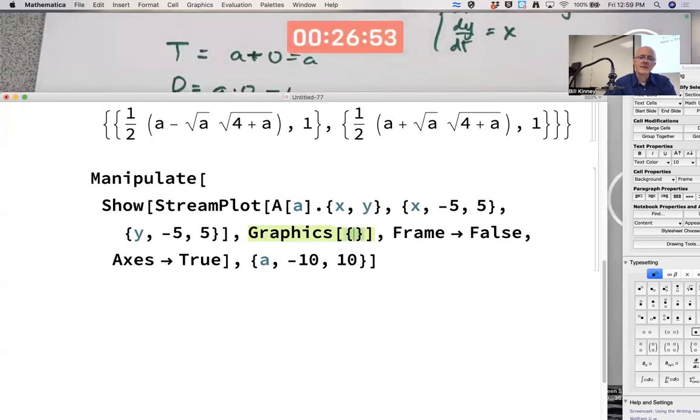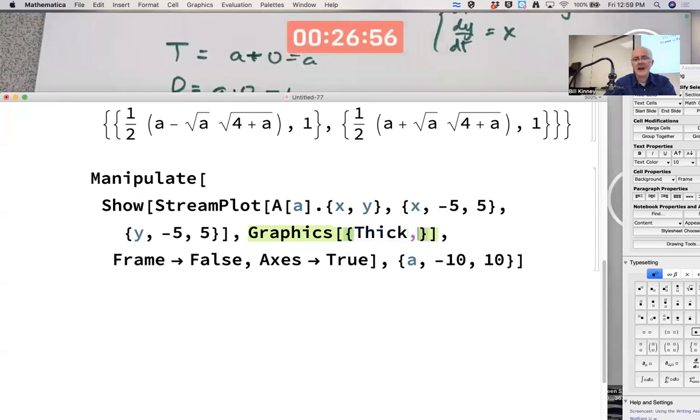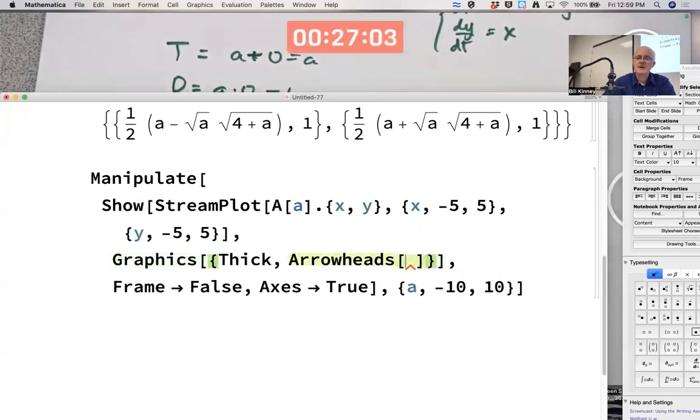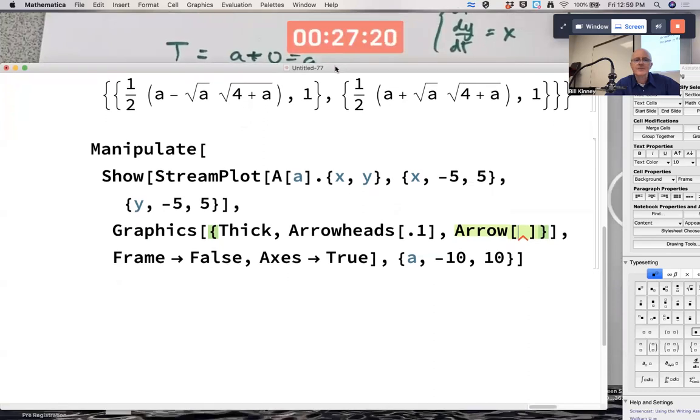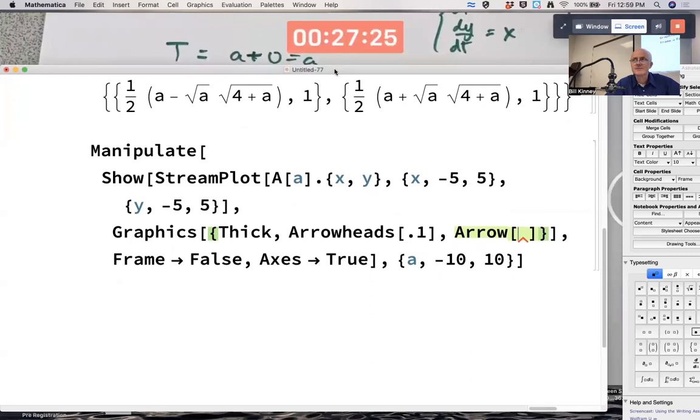Oh, what should I do? How about Thick with a capital T? Arrow with a capital A, although, let's do Arrowheads first. I'm not sure what number to put in here. Let me try 0.1. And then Arrow, notice there's commas between these things. And what am I trying to do? I'm trying to graph the eigenvectors in the same picture to help me see where the straight line solutions are. Not the null clines. I'm trying to draw the straight line solutions.